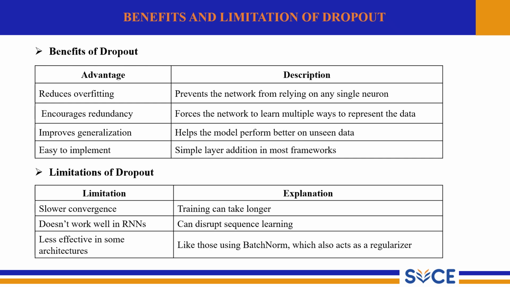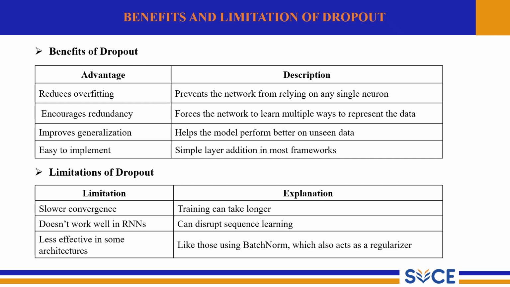Third one is improved generalization. Models trained with dropout often perform better on unseen data. Fourth one is simple to implement. Most deep learning frameworks support dropout with just a single line of code.